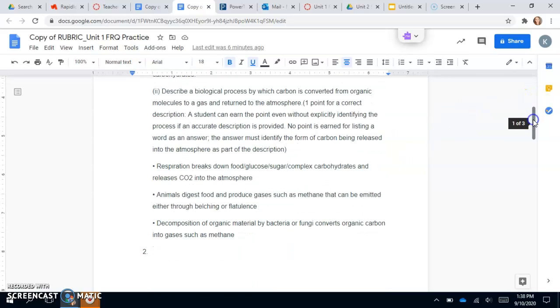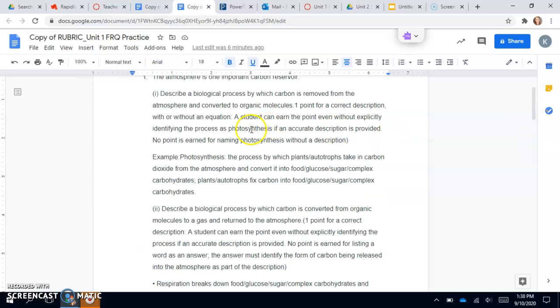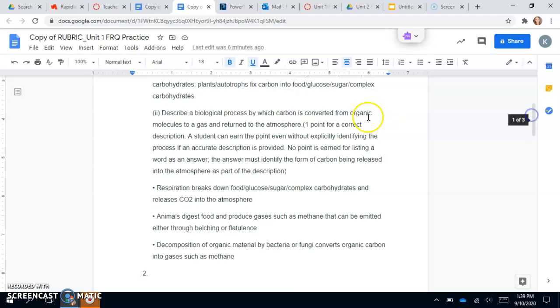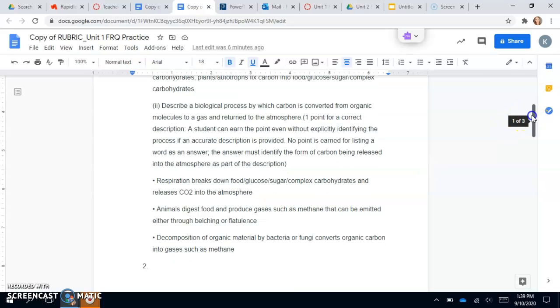And then part 2 was describe a biological process by which carbon is converted from organic molecules to a gas and returned to the atmosphere. So you get 1 point here for a correct description. Like in the first part, if you had a correct description of photosynthesis, there's your first point, okay? If you did not, no points. So here's another point we can earn. A student can earn the point even without explicitly identifying the process if an accurate description is provided. No point for listing the word as an answer. You have to identify the form of carbon being released.